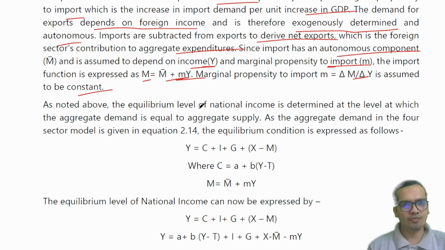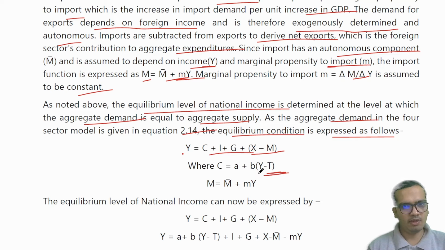As noted above, the equilibrium level of national income is determined at the level at which aggregate demand equals aggregate supply. As the aggregate demand AD in the four sector model is given in 2.1.4, the equilibrium condition is expressed as above, where Y equals C plus I plus G plus X minus M, where C equals a plus b multiplied by (Y minus T) and M equals M bar plus m multiplied by Y.